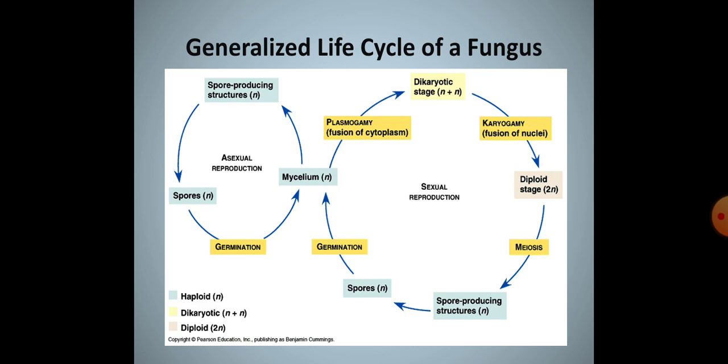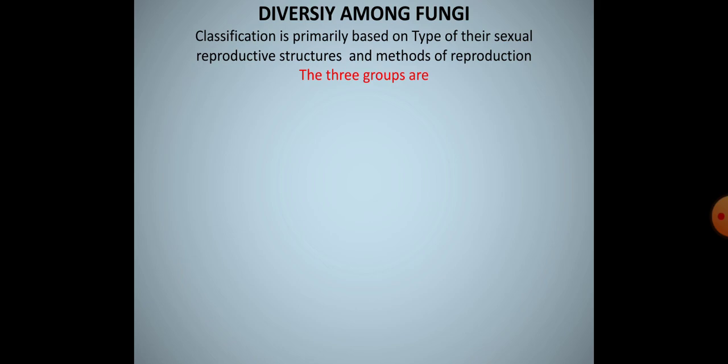This dikaryotic stage may be a lengthy one or a short one, and it is followed by karyogamy. Karyogamy means fusion of nuclei. Karyon means nucleus. So the fusion of nuclei results in the diploid stage, the zygote, and that undergoes meiosis to produce haploid spores. These germinate to form the mycelium, which then may reproduce asexually again or sexually.